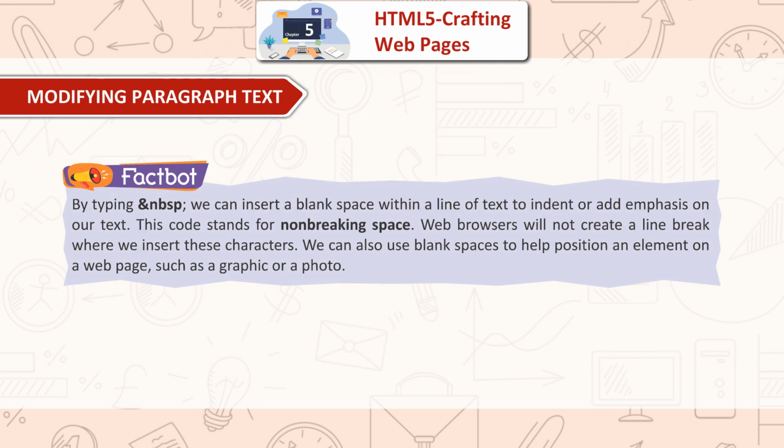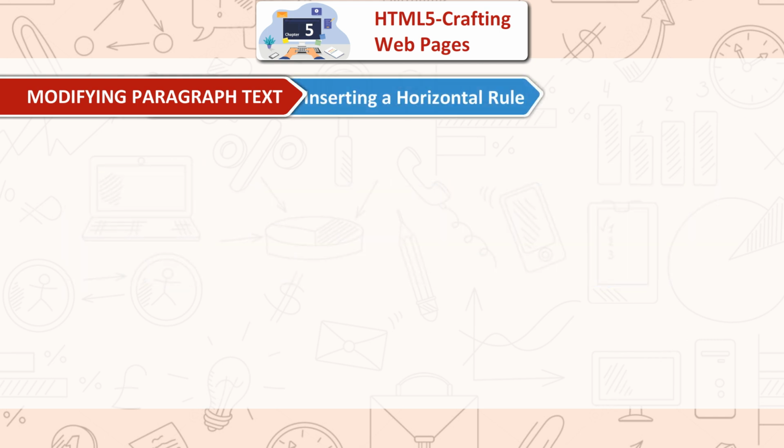Fact bot. By typing &nbsp;, we can insert a blank space within a line of text to indent or add emphasis to our text. This code stands for non-breaking space. Web browsers will not create a line break where we insert these characters. We can also use blank spaces to help position an element on a web page, such as a graphic or a photo.